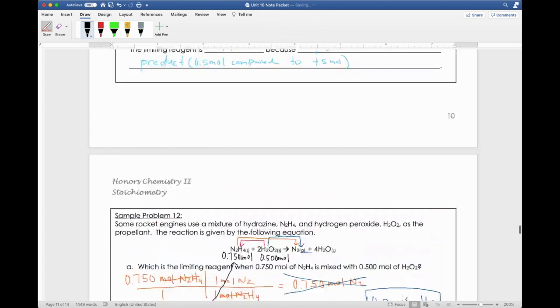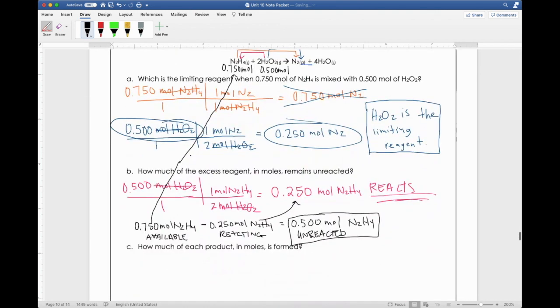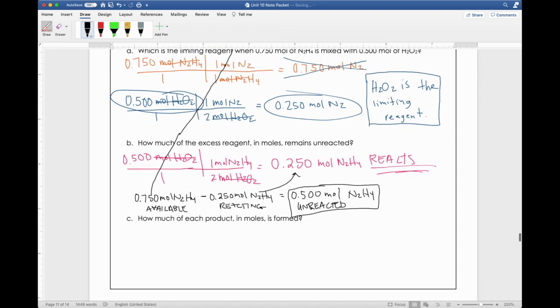There's also steps that I gave to you on how to solve each of these. So convert amount of limiting to amount of excess. Subtract the amount of excess reagent needed to react in step 6, so that's what you found, from the amount given in the problem. It tells you step by step how to do everything there. Try sample problem C. How much of each product in moles is formed? We already know the answer to 1 because look, I already solved it.